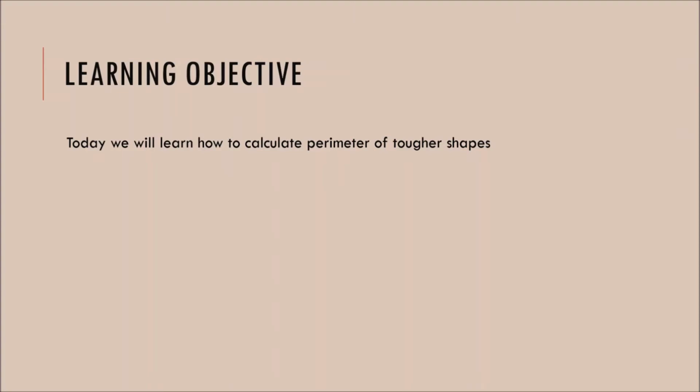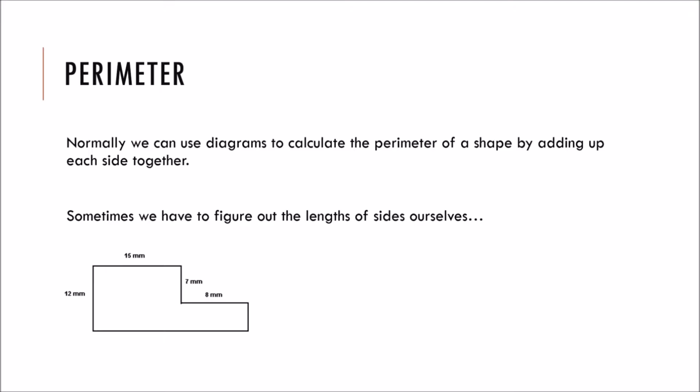Today we'll be learning how to calculate the perimeter of some tougher shapes. So normally we can use diagrams to calculate the perimeter of a shape by adding up each side together. However, we don't always have every single side given to us, and we need to figure them out for ourselves.